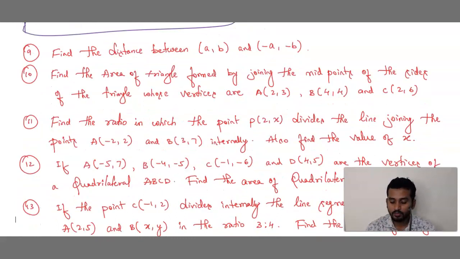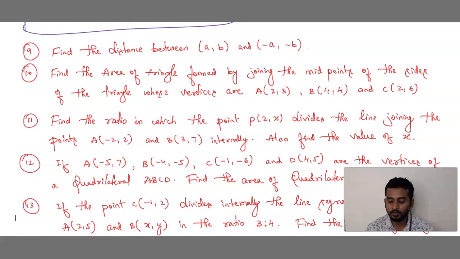Next, find the ratio in which the point P(2, x) divides the line joining the points A(−2, 2) and B(3, 7) internally. It is dividing internally. We have to find the ratio, that is, the m1 to m2 value. Also find the value of x.